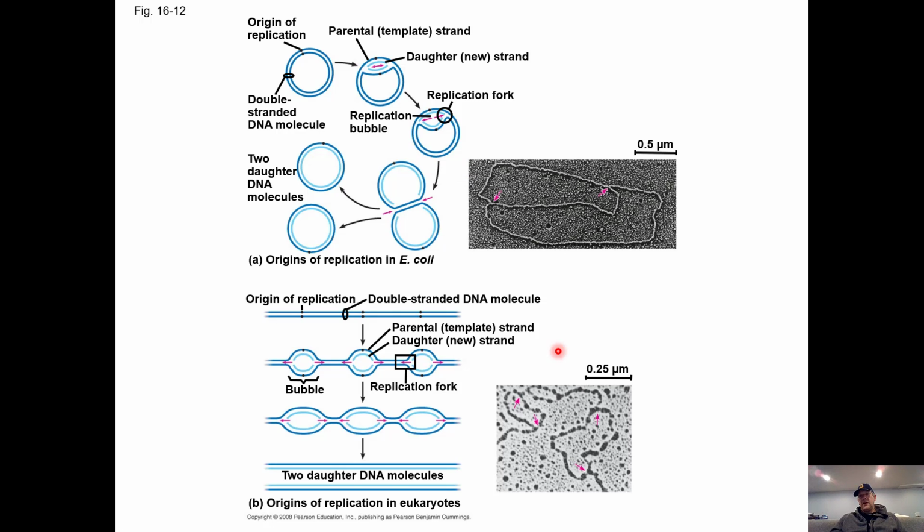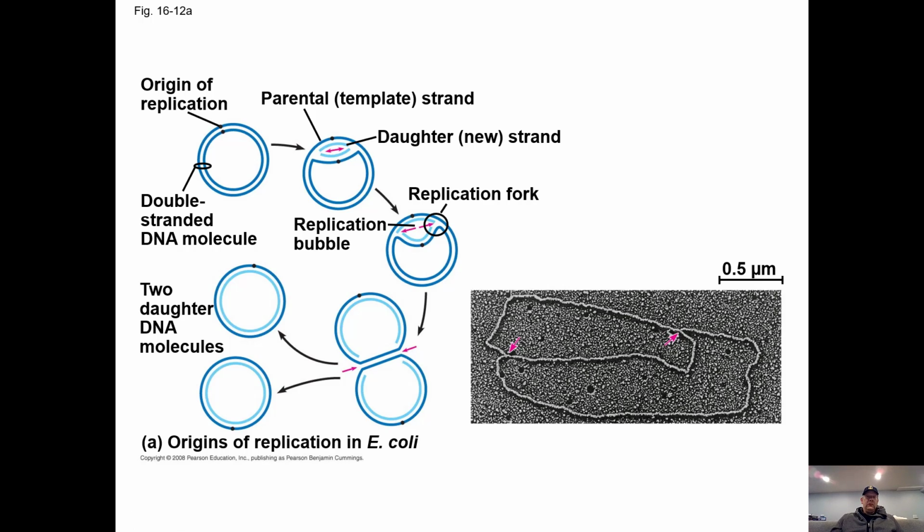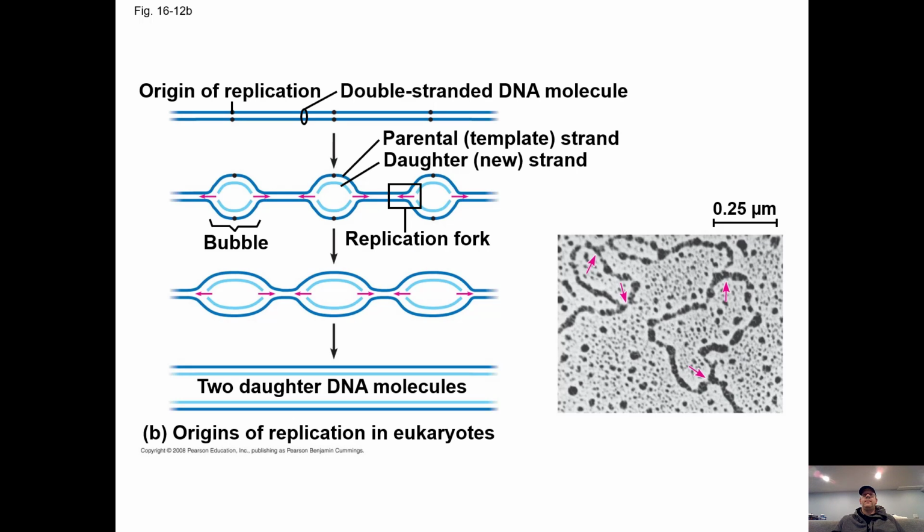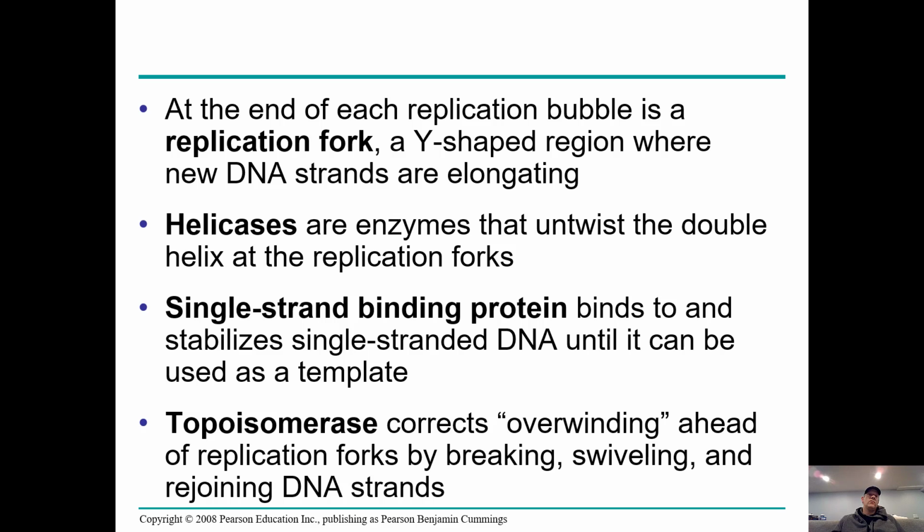You can see an electron micrograph of that right here, and then here you can see multiple sites of origin on the DNA in a eukaryotic cell. It would have been in here somewhere, because here's a fork, and here's a fork, there's a fork, there's a fork. Whoa, there it is, up close and personal. I think you get the idea, okay?